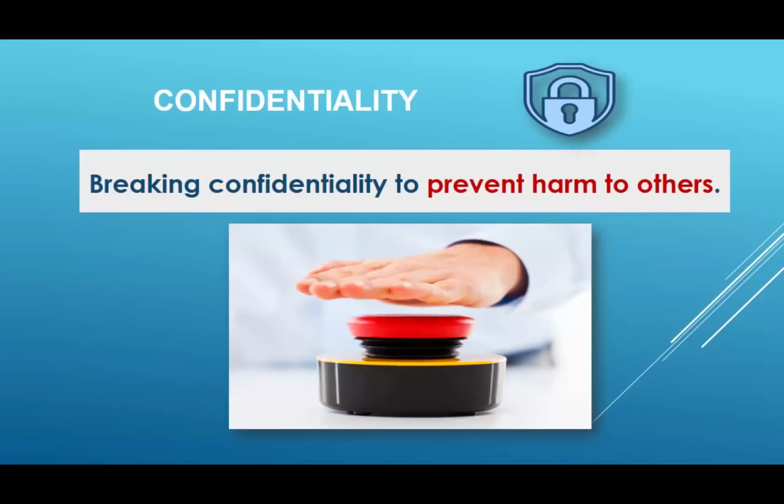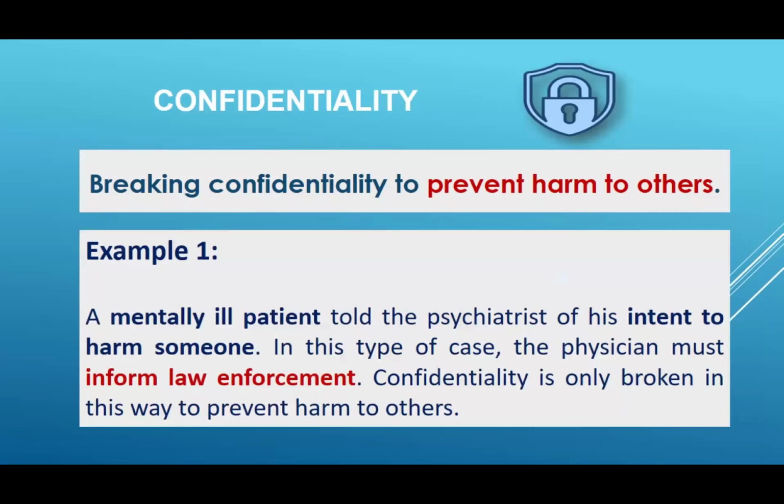When can we break confidentiality? Confidentiality can be disclosed only to prevent harm to others, okay? For example, a mentally ill patient told the psychiatrist of his intent to harm someone. In this type of case, the physician must inform the law enforcement. Here, confidentiality is broken, okay, to prevent harm to others.